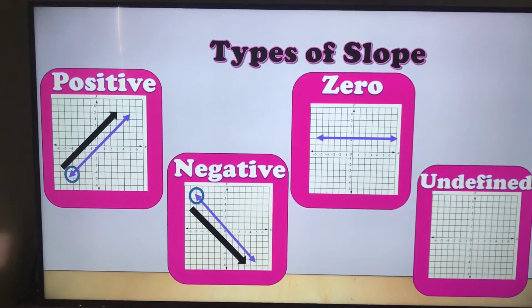The last one is undefined. You might hear it as undefined, or you might hear it as no slope. You can't ever write zero because zero is zero slope. So when it is undefined and it goes up and down, the equation of that line is x equals a number. This one happens to be x equals 2. But when you're asked for the slope of a vertical line, you have to write the word undefined or the words no slope.